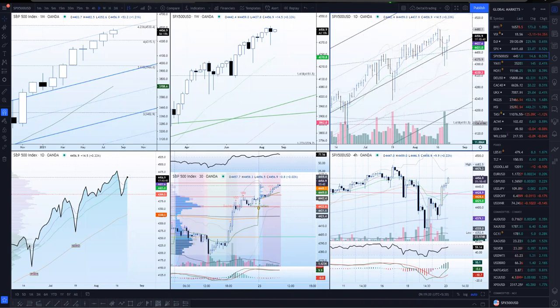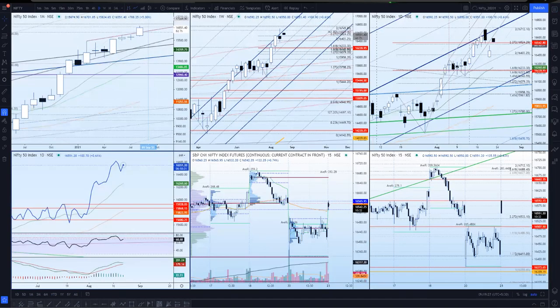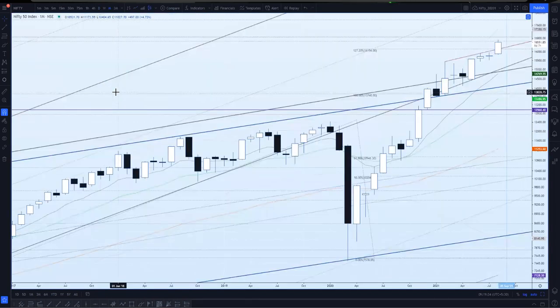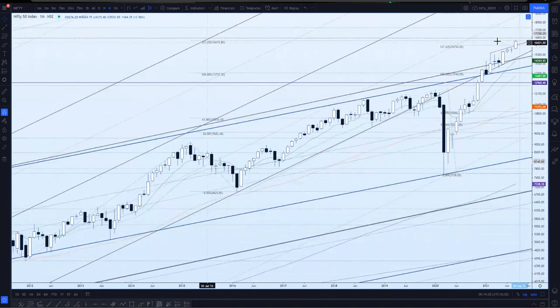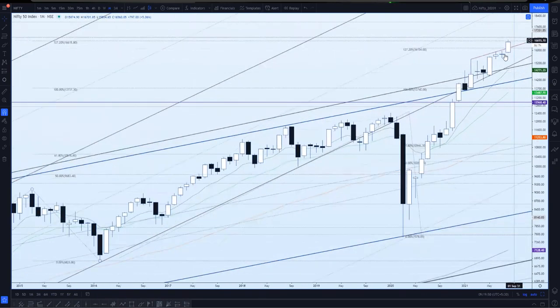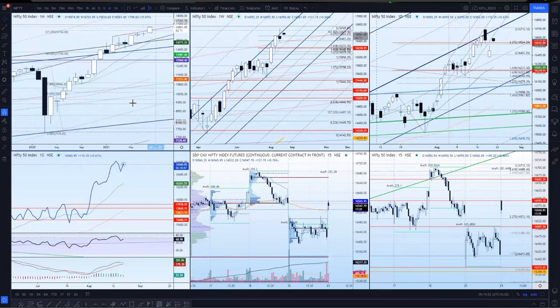So in this session, let us see how the Nifty is looking for today's trading session and for this week. If I open the monthly chart of Nifty, we can clearly see that we are approaching the 16,620 levels. This zone from 16,600 to 16,800 is a very strong resistance zone. A lot of supply is expected to come in this zone.